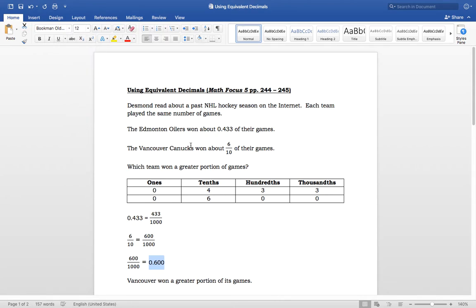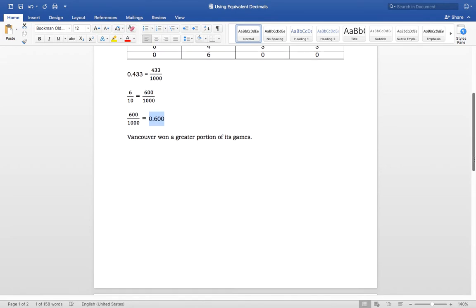So based on this information, matching them up, Oilers won 0.433 of their games. The Canucks won 0.600. So 433 thousandths, 600 thousandths. 433 out of 1,000, 600 over 1,000. That tells us that Vancouver won the greater portion of its games. Let's take a look at checking.